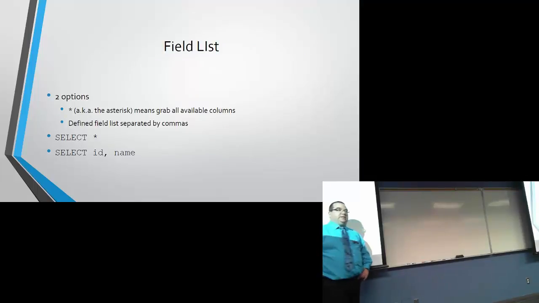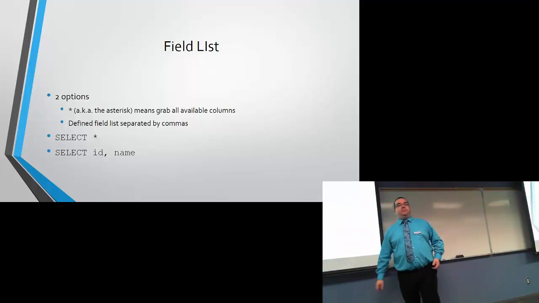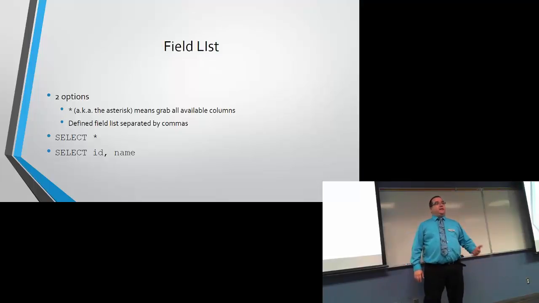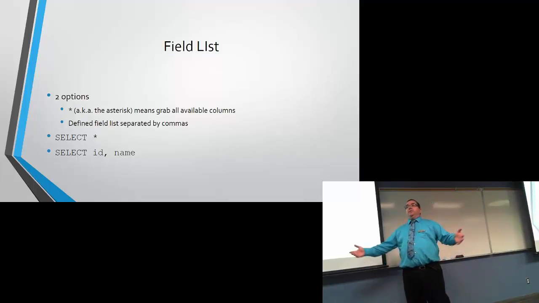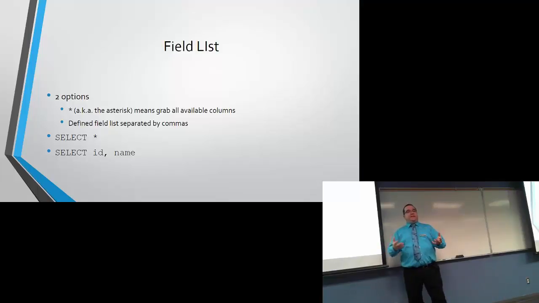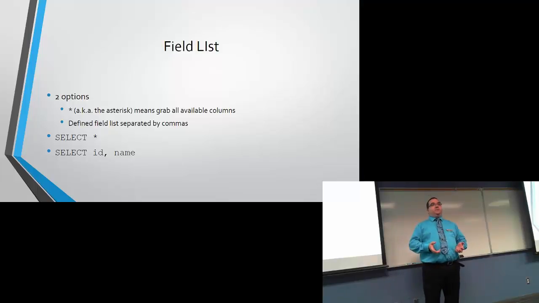Okay, the field list, I think you guys should know what that is. Select star from, select asterisk, and just grab everything. Otherwise, you can use a standardized list of fields. Select ID, comma, name. Let's say you've got a table with 100 fields in it. You only need 3. Did they explain to you why you'd want to use a set list of fields coming back instead of retrieving all of it?